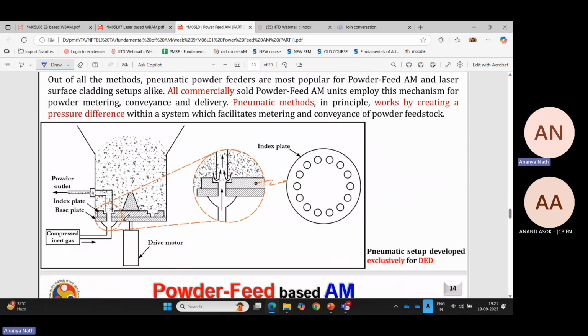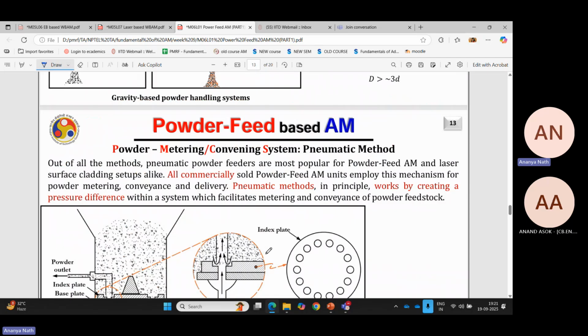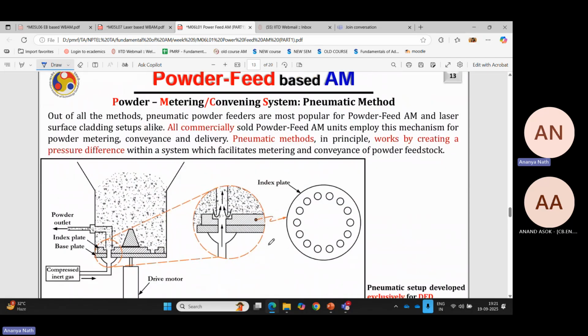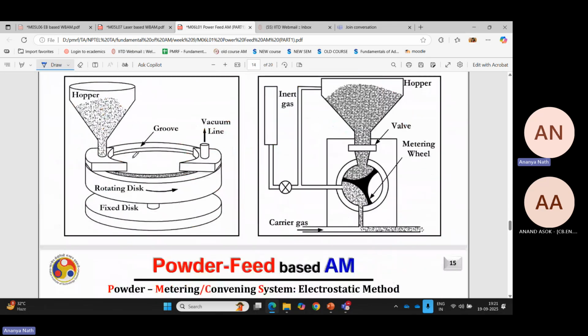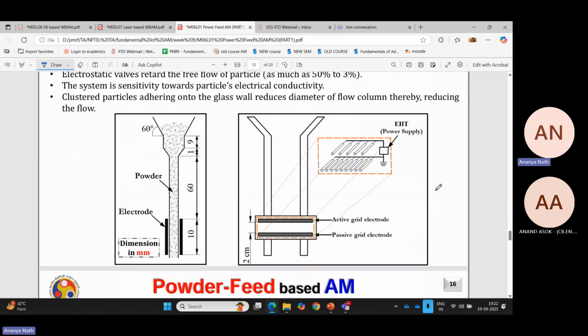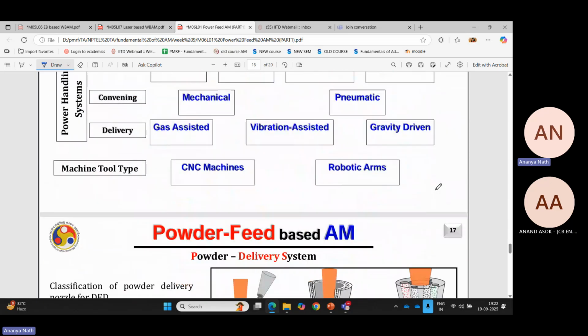As it suggests, there are various types of powder delivering or powder conveying systems present in the market. Different machines rotate in a different way to give the powder. Here there is a hopper where you pour the powder. This disc rotates, and when it rotates till here, because of the vacuum pressure, it sucks the powder out, and through it there will be inert gas, and through the carrier gas the powder flows to the deposition zone. Different types of powder conveying systems will be there.